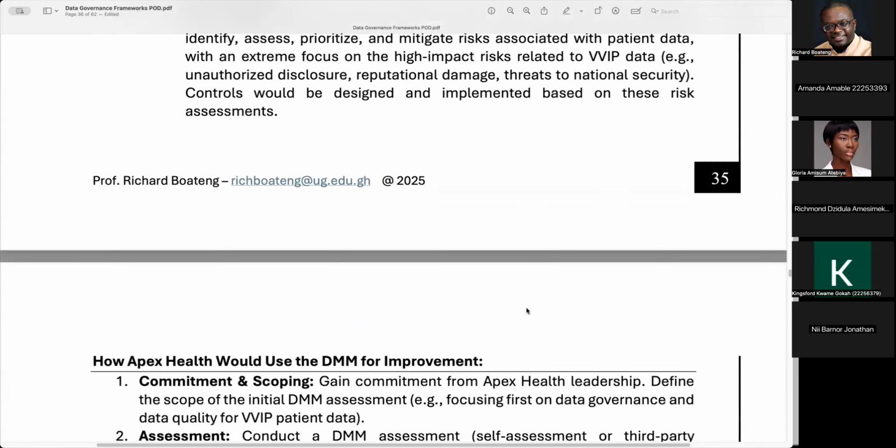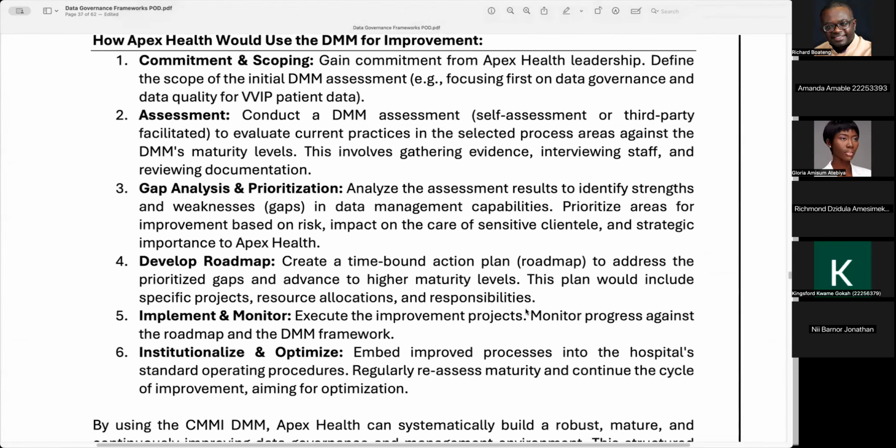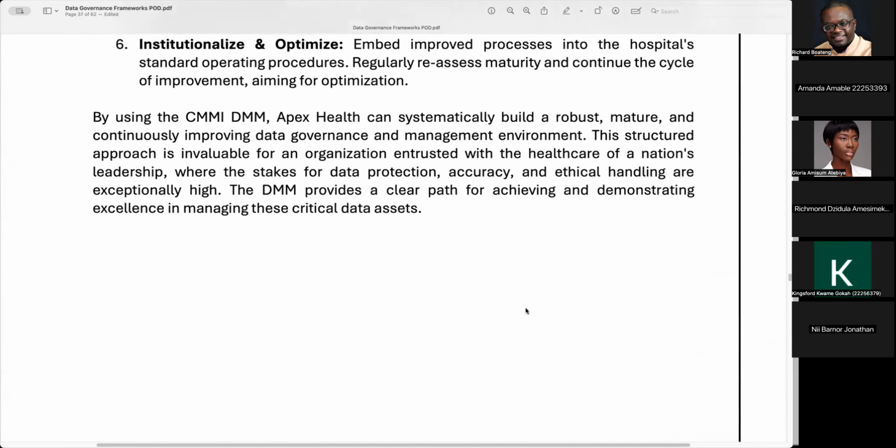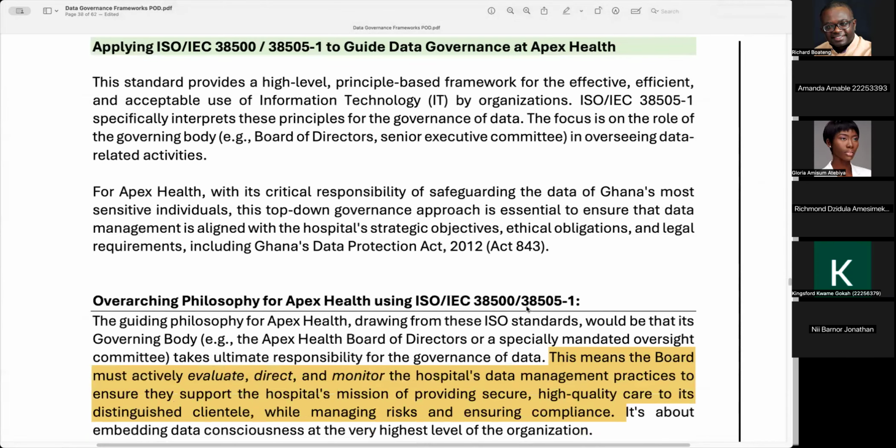Okay, next up is the ISO IEC 38500 series, particularly 38505, now one focusing on data governance. You mentioned this one is unique because it targets the governing body, the board. How would this apply at Apex Health?